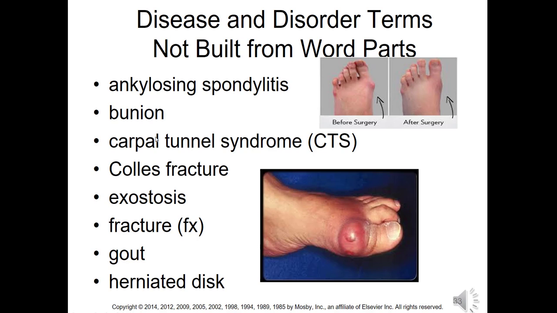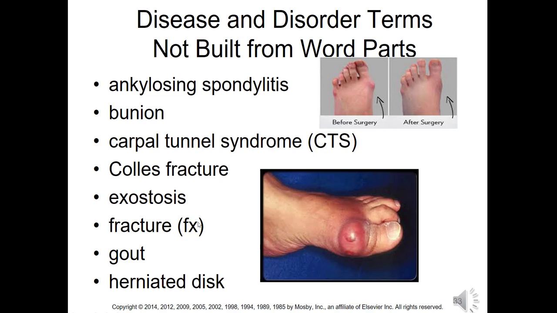Carpal tunnel syndrome is a nerve entrapment disorder of the wrist. So this is where the nerves in your wrist are actually entrapped or getting caught in the tunnel because the tunnel has narrowed. Colles fracture is a type of wrist fracture that happens when you fall on your hand. Exostosis is abnormal benign growth on the surface of a bone. It's also called a bone spur.